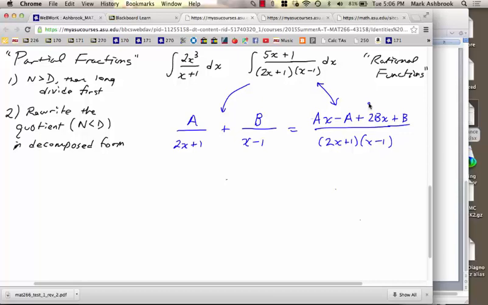So look, we've got 5x. What does 5x have to equal then? Our denominators are the same, so now we're just setting the numerators equal. 5x has to equal ax plus 2bx, right? So we're going to gather up the x terms, and that's going to be equal to the 5x. And then we're going to gather up the constants, and that's going to be equal to the sum of the constants. In this case, negative a plus b.